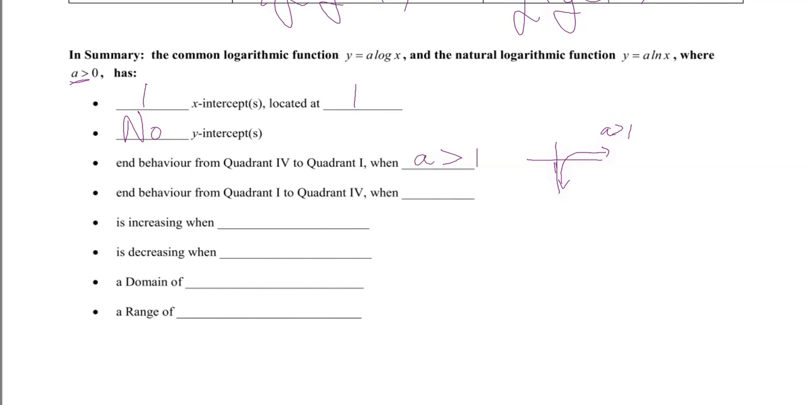Q1 to Q4 when? Less than 1 but greater than 0. So when a is between 0 and 1, a between 0 and 1. And if you mark the x-intercept on both those graphs, it's always going to be at 1. It's increasing when? So when a is greater than 1, when it's going from Q4 to Q1, it's increasing, it's going up.